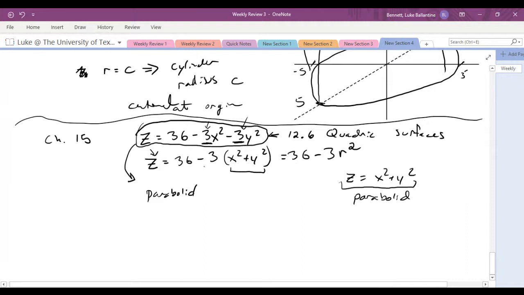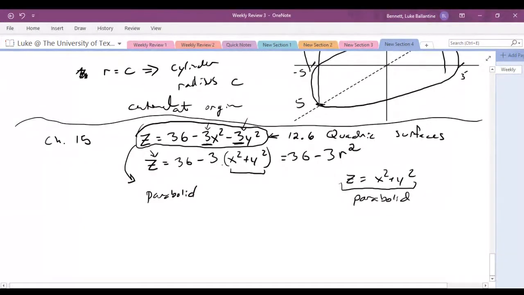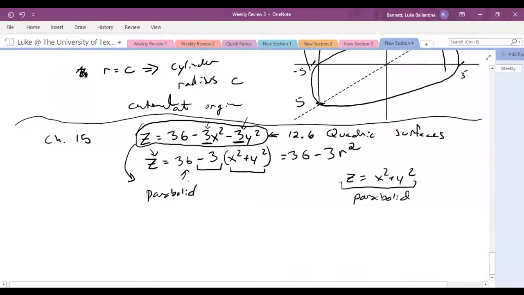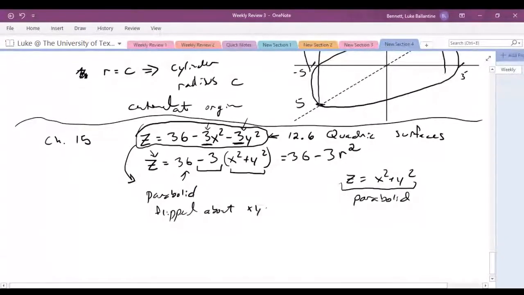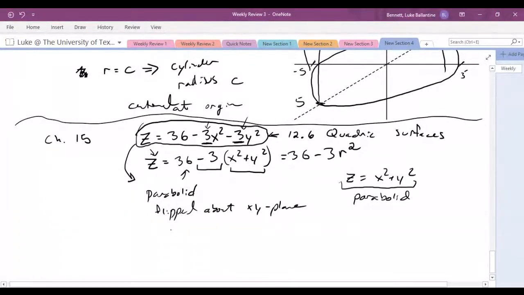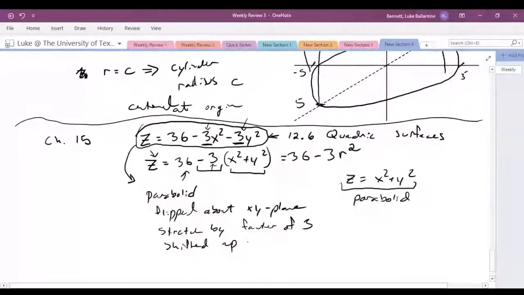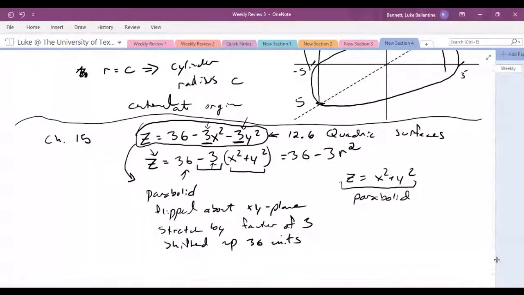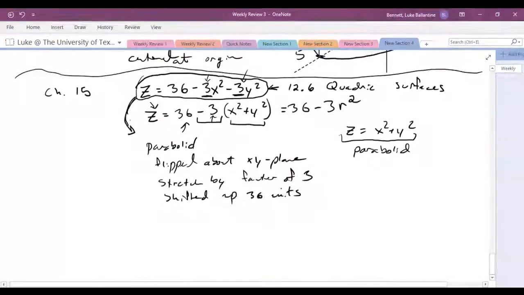And then it would be flipped over the z-axis, stretched by a factor of three, and then shifted up 36 units. So flipped about the xy plane, and then stretched by a factor of three, shifted up 36 units. So we could actually graph this surface right here. Identifying it's easier in rectangular, but integrating it would be easier in cylindrical.